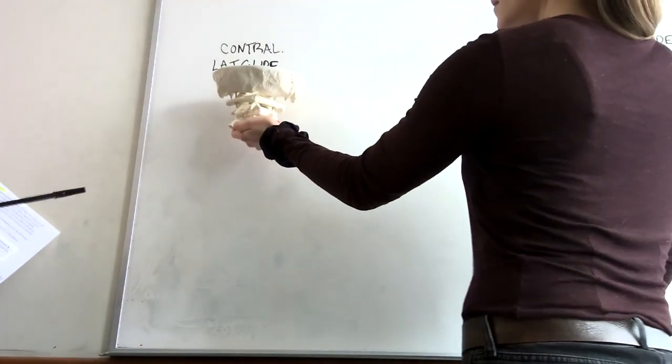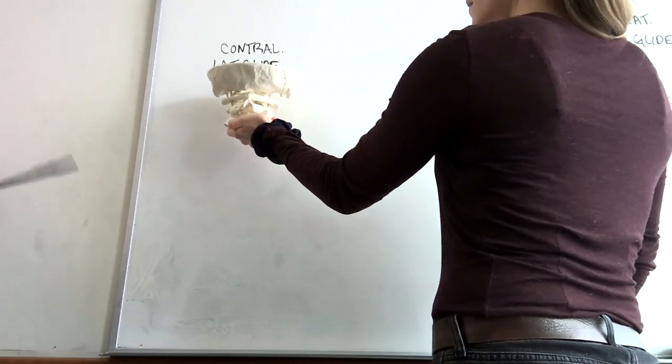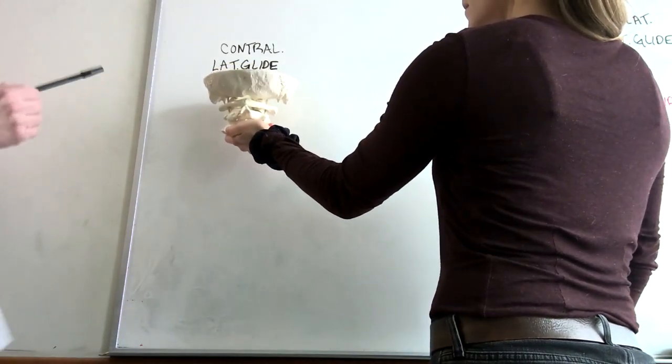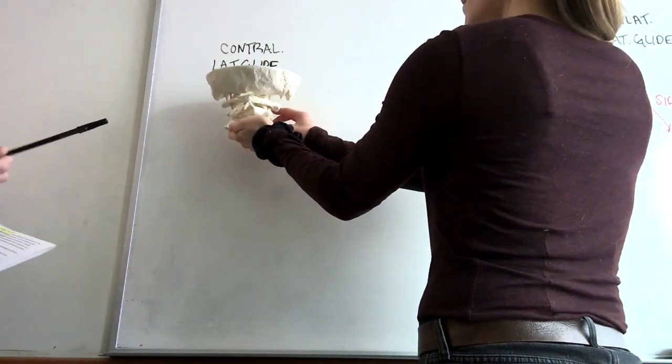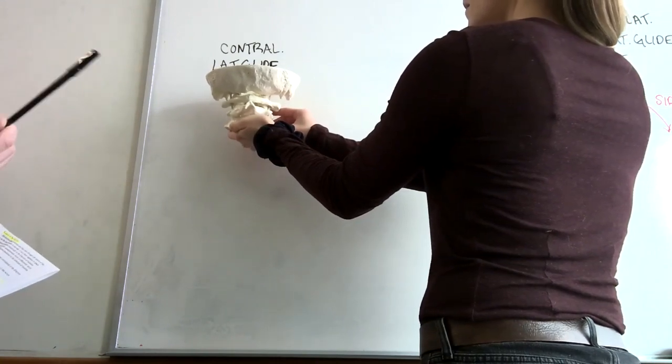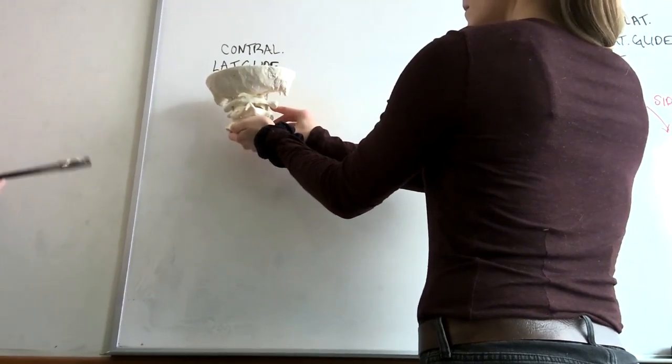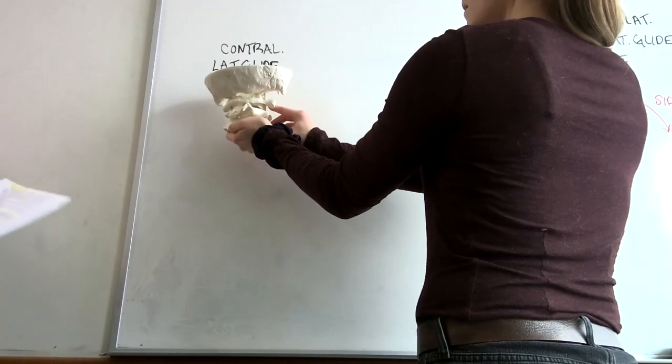Rotation of the AA joint. This occurs about a vertical axis that runs through the center of the dens. So as the head rotates to one side, C1 as a bony segment in space will pivot around the dens ipsilateral to the direction of rotation, just like that.